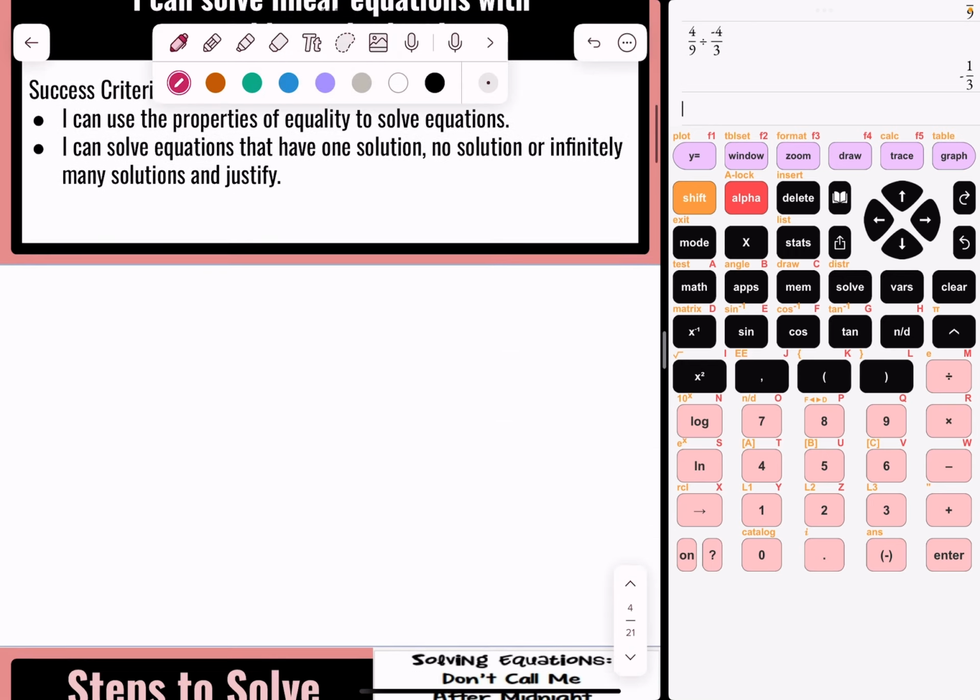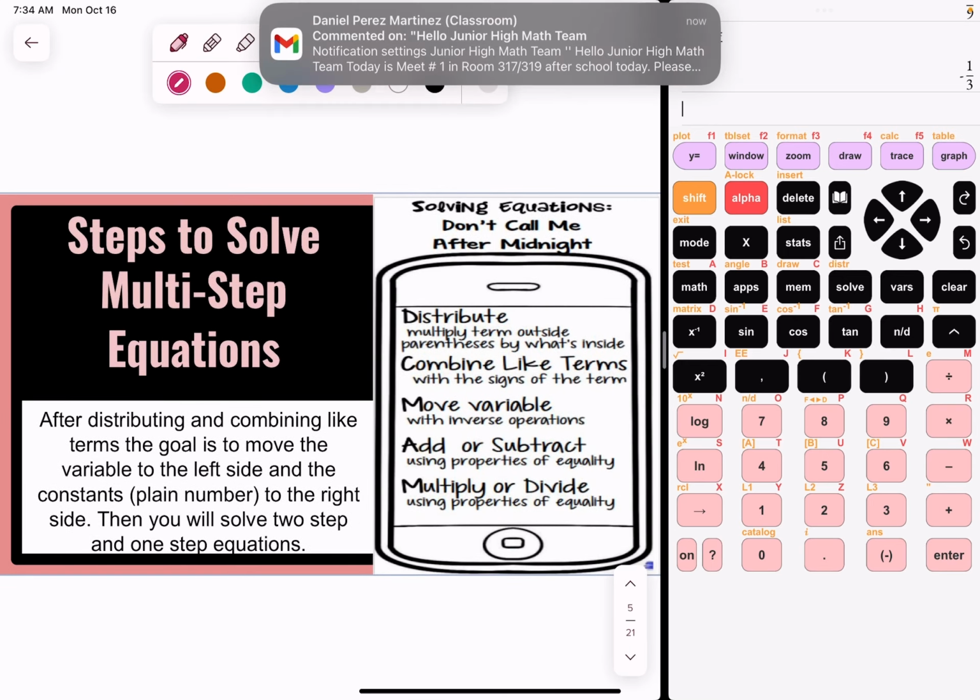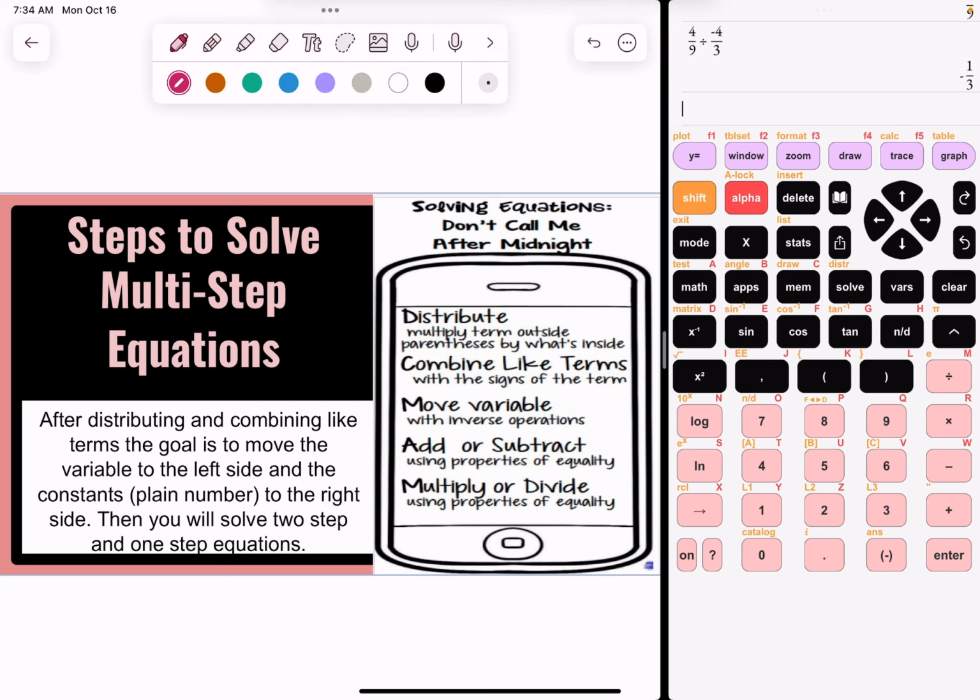All right. So, how do we solve multi-step equations? We first start by doing any distributing and any combining like terms on one side. Then we move the variables all to the left side if needed, and then we use inverse operations to isolate the variable.